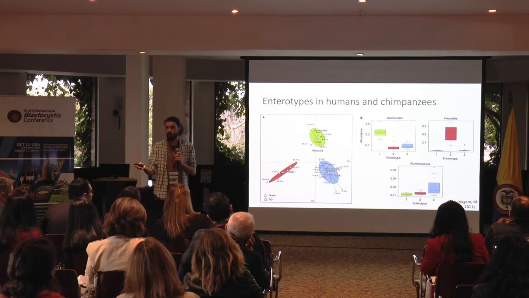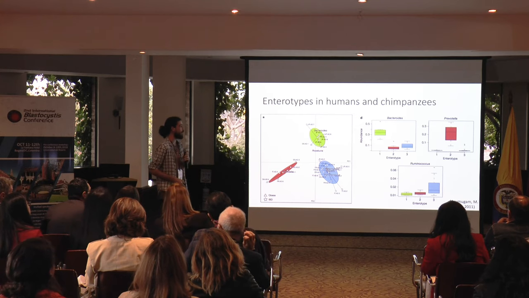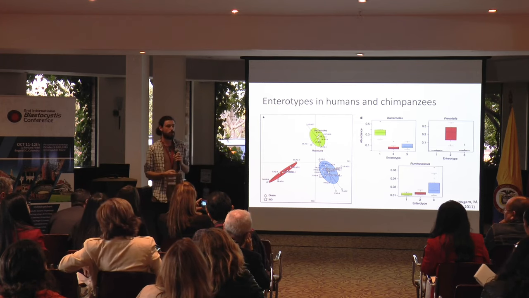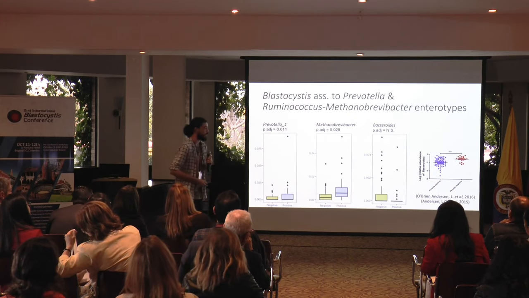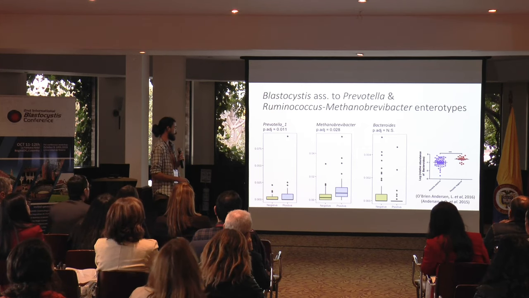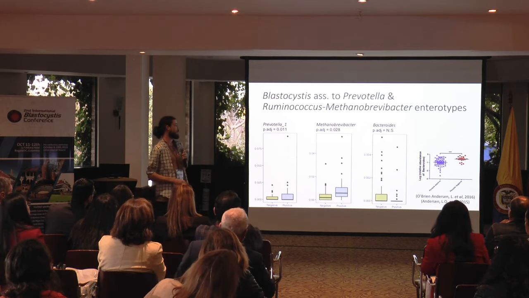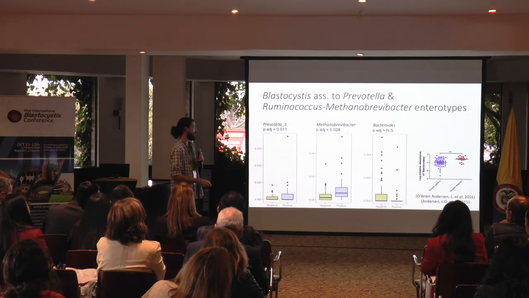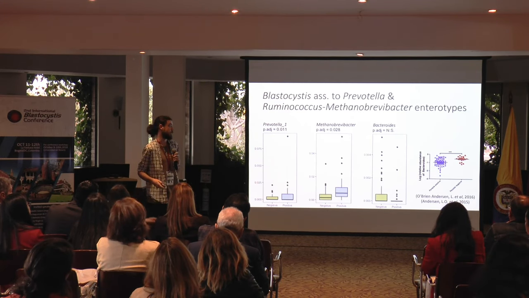Enterotypes have been presented previously by Rune, and we have these three kinds dominated by Bacteroides, Prevotella, and Ruminococcus. As you know, Blastocystis is found in two of these, but hardly found in the Bacteroides enterotype, results which we managed to replicate. We found an increase in Prevotella abundance in Blastocystis positive samples, the same for Methanobrevibacter, which belongs to the Ruminococcus enterotype, and, although non-significant, a negative trend between Bacteroides and Blastocystis presence.